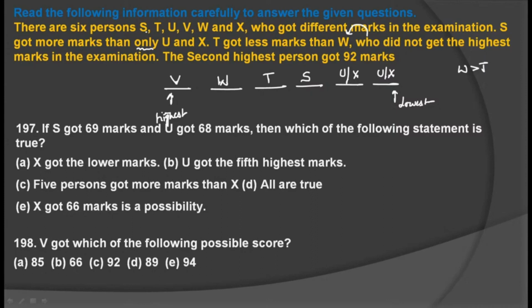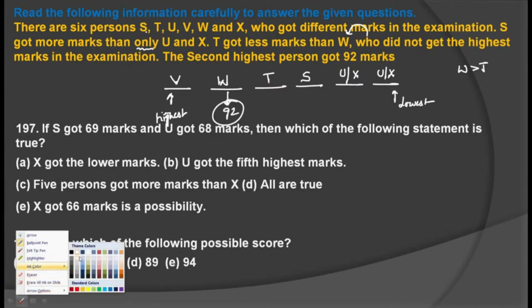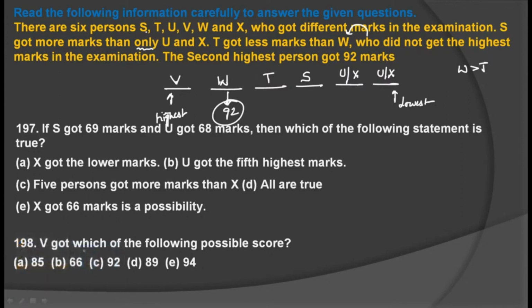Next one. The second highest score is 92 marks. So the second highest score is 92. That is the only information, guys. We are not sure about U and X because there is no information. Now, if you are done with an arrangement, you just go for the information. If S got 69 marks, in this question S got 69. You got 68, so definitely it is represented for 68.